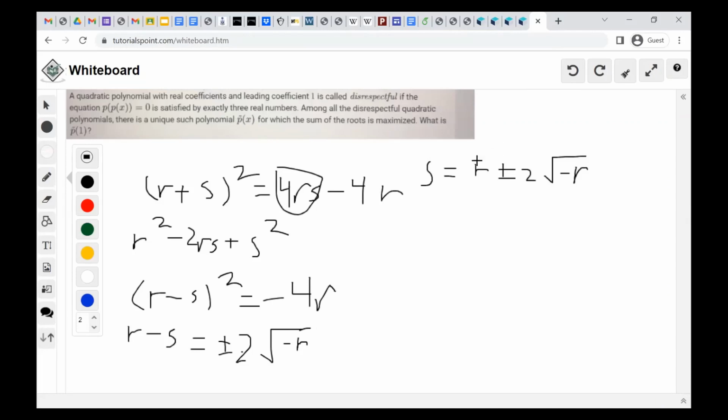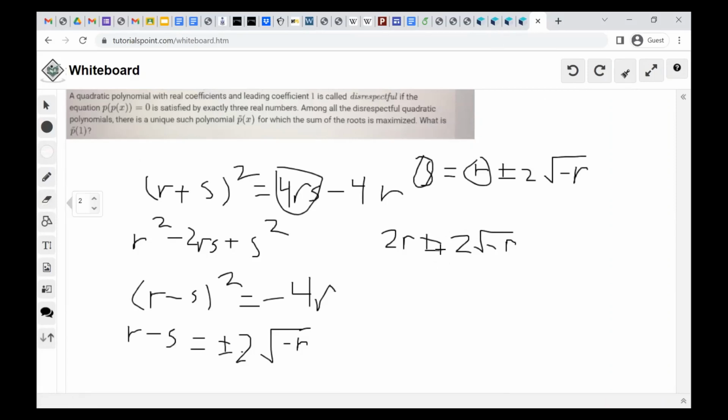So now we want to find the polynomial p squiggle of x for which the sum of the roots, which is the sum of r and s, is maximized. So the sum of the roots r plus s is going to equal 2r plus or minus 2 root negative r. Now, since r is negative, if we had a minus, then this would be a negative number minus a positive number. So that would be negative, and that would be too small, right? It would not be the maximum. So that means the maximum occurs when this is a plus, not a plus or minus.